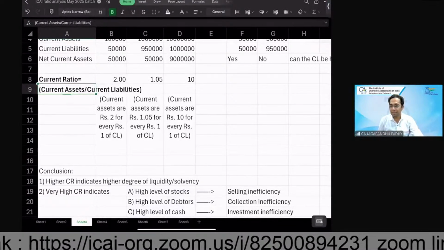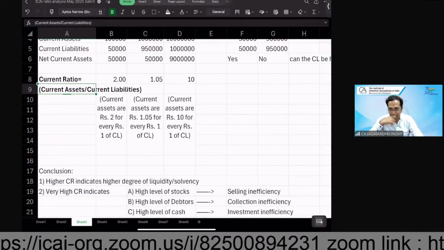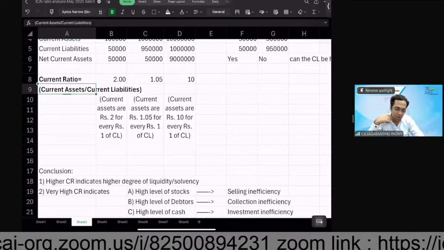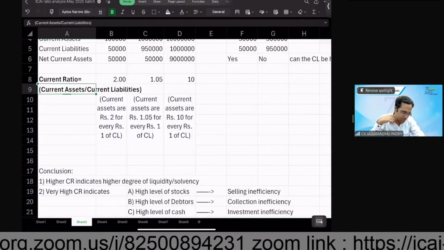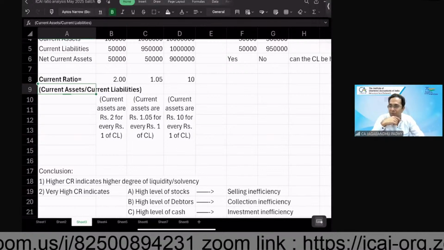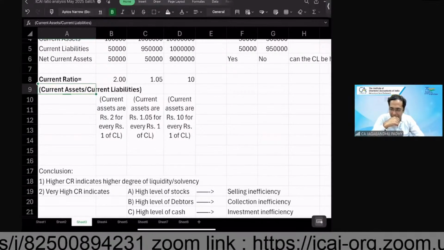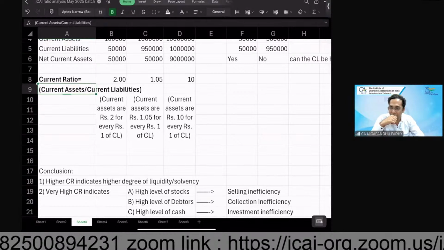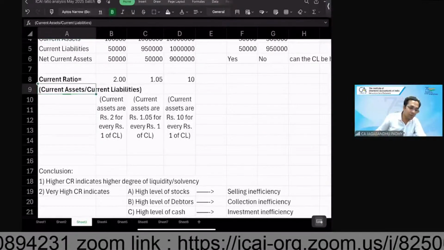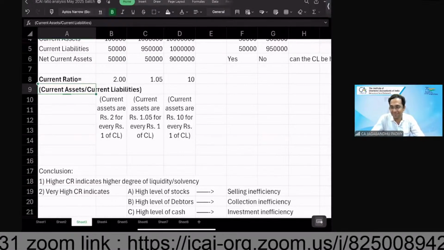Sir, what are the other borrowing funds, sir? Where do you find this term, other borrowed funds? Sir, page number 3.11, capital gearing ratio. Capital gearing ratio we haven't yet covered. Hold on.